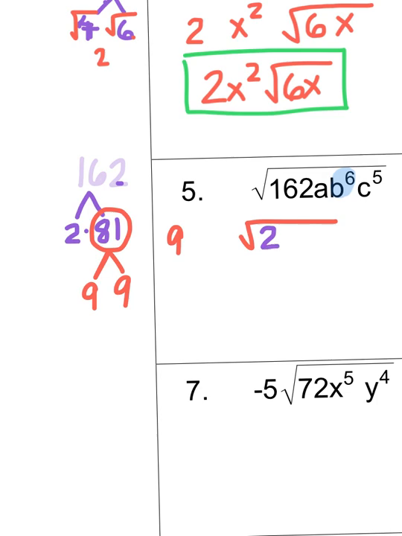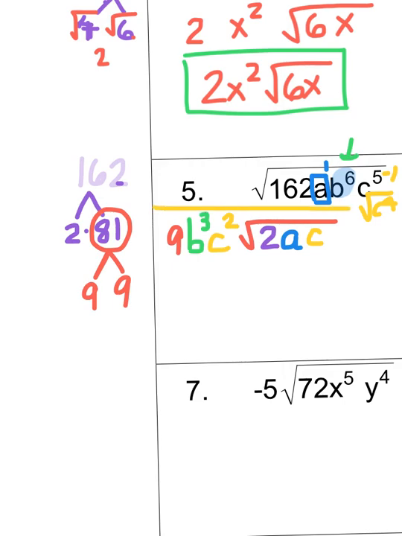Let's address the a. The a is a to the first power. It is not a perfect square, and it's not divisible by 2, so that will stay under the radical. As we said before, b to the 6th is a perfect square. We simply divide the exponent by 2. So we'd be left with b to the 3rd. And then c to the 5th power. It's not a perfect square. However, if we take 1 from the exponent, we will have 1c under the radical. That means we need to now find the square root of c to the 4th. We simply divide by 2, and this will be our final answer.